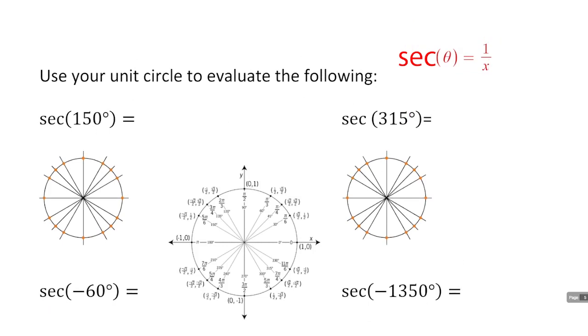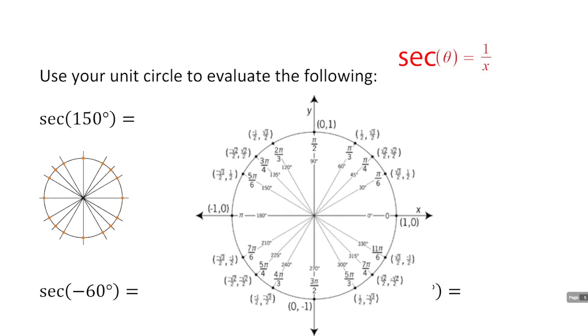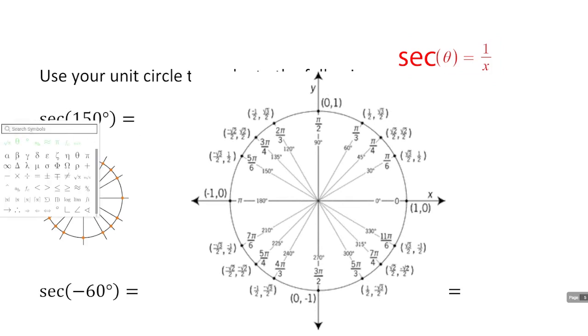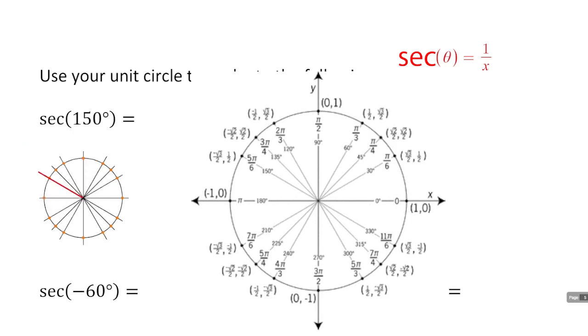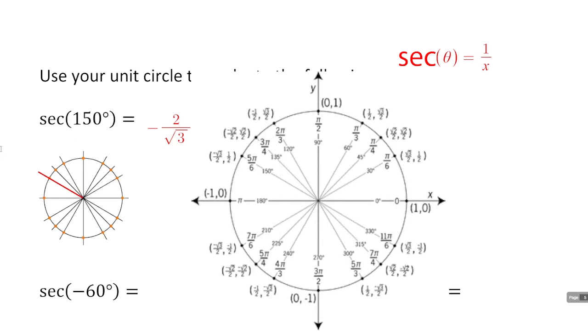So secant of 150 degrees, we can see that 150 degrees is in the second quadrant, and it's going to be right here, 30 degrees shy of 180. Now the x coordinate at 150 degrees is negative root 3 over 2. So it's really going to be the reciprocal, or negative 2 over root 3. Now, just like we've done in the past, we do need to rationalize this, and that means we need to multiply it by root 3 over root 3. So 2 times root 3 would just be 2 root 3.